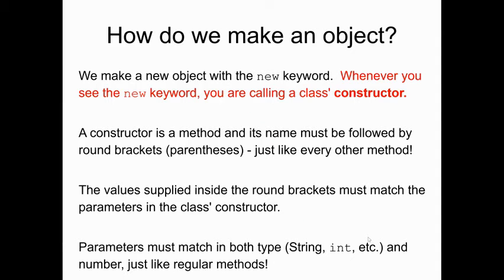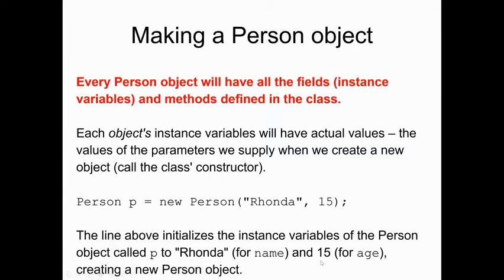How do we make an object? We make an object with the new keyword. Whenever you see the new keyword, you are calling the class's constructor. A constructor is a method, and its name must be followed by round brackets or parentheses that look like this. Just like every other method, the values supplied inside the round brackets must match the parameters in the class's constructor. Parameters must match in both type, such as a string, int, double, etc., as well as the number of arguments, just like regular methods.